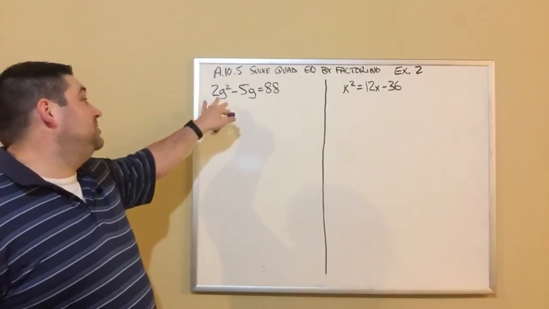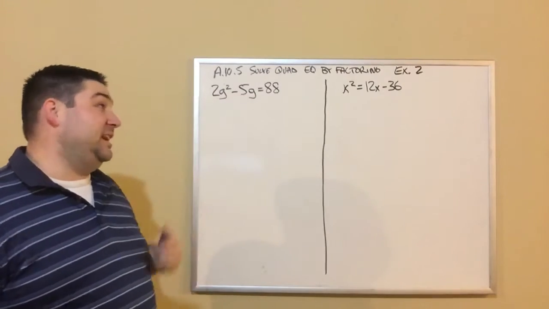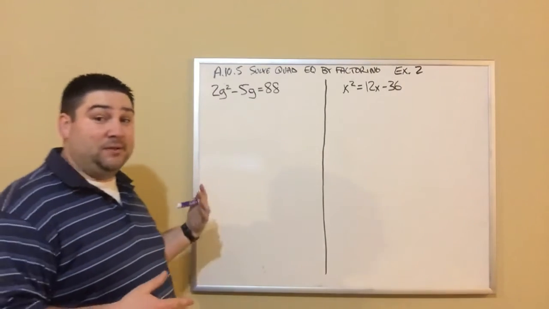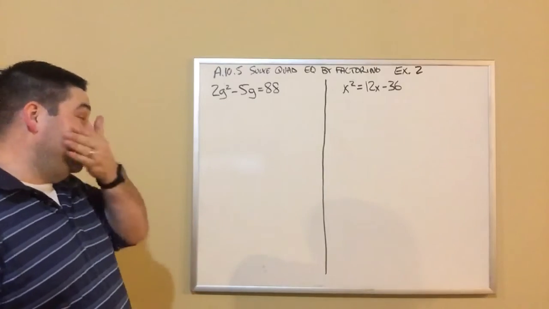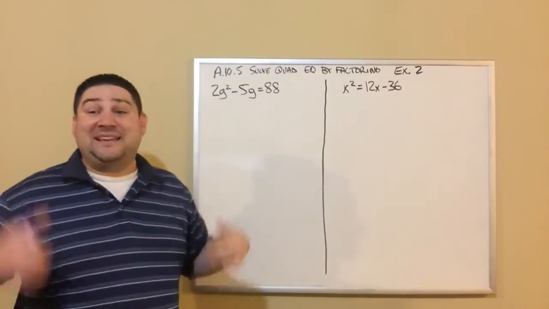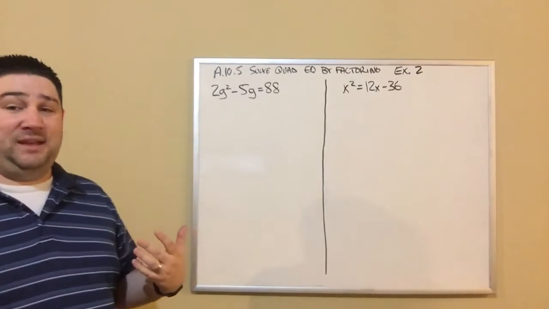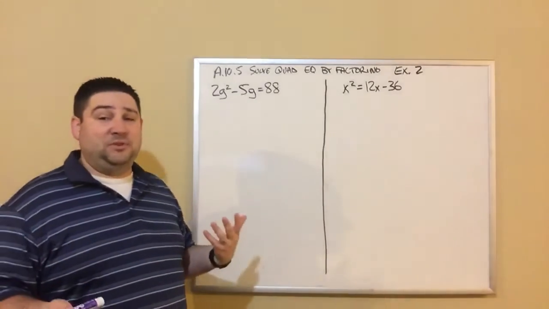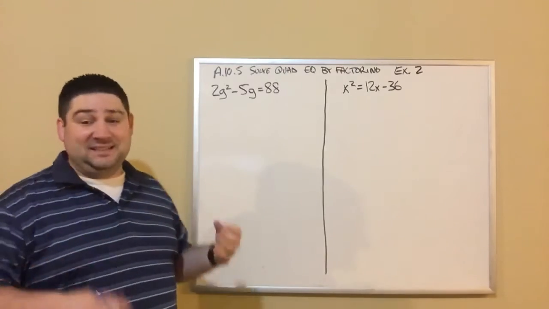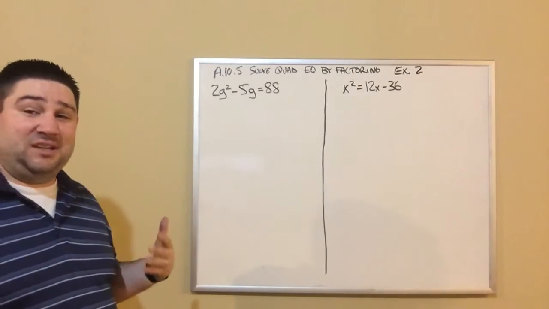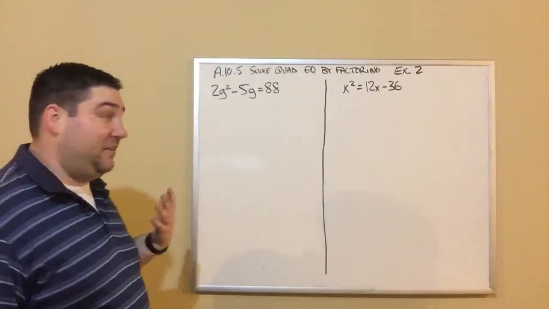So, we got 2g squared minus 5g equals 88. Obviously this looks different than example 1. In example 1, everything equaled 0. These do not, but they need to equal 0. So what we have to do is manipulate the equation to make it equal 0. Also, when we manipulate the equation, we're probably going to get it into that ax squared plus bx plus c form that we want because we can factor that.